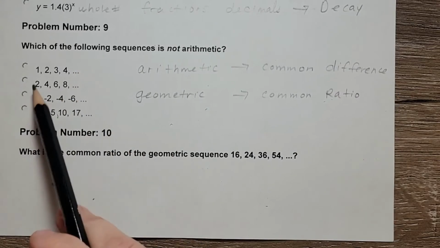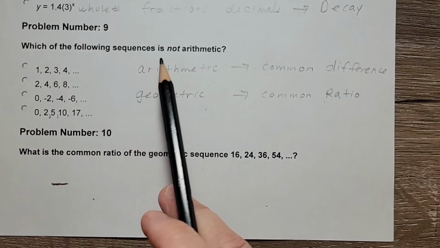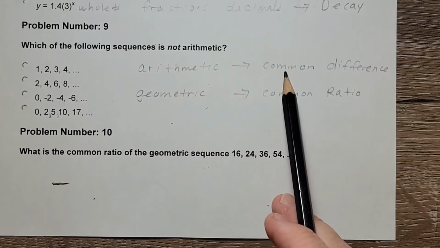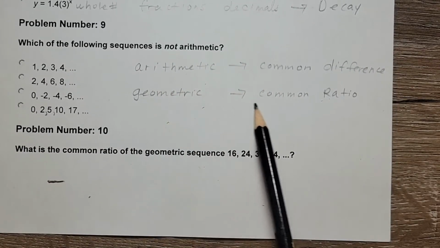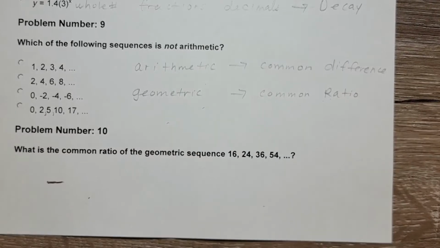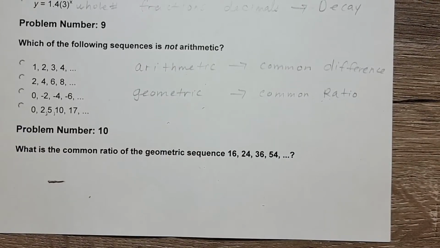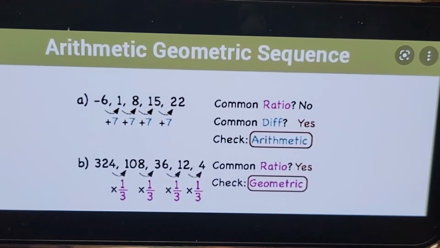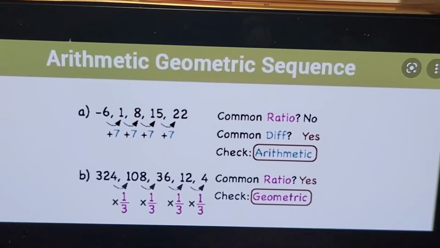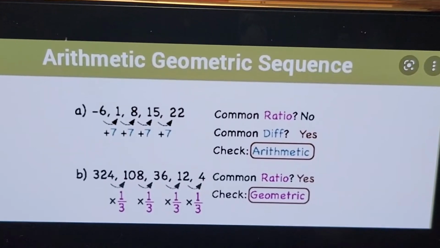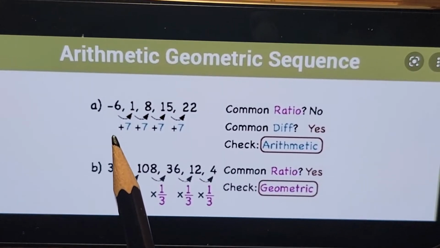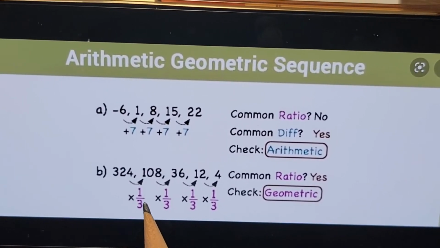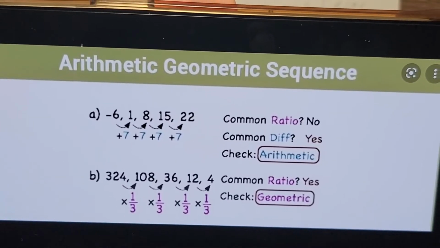Okay, problem number 9. Which of the following sequences is not arithmetic? You need to know that arithmetic sequences have a common difference and geometric sequences have a common ratio. So in arithmetic sequences, you're either adding or subtracting a number, and in geometric, you're either multiplying or dividing by a number.